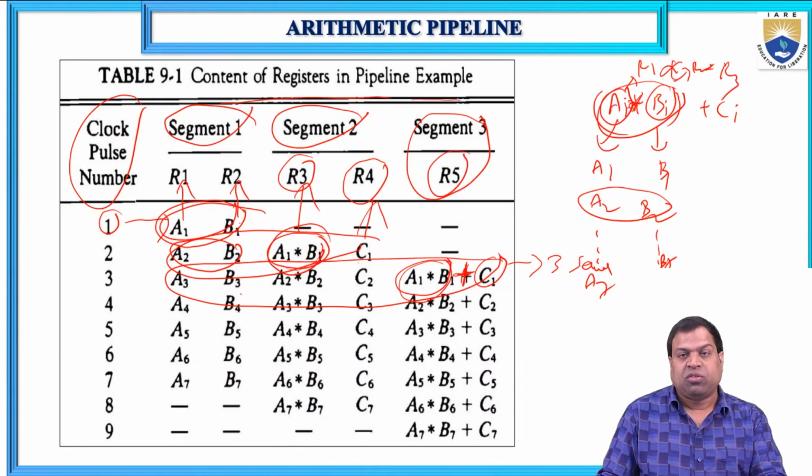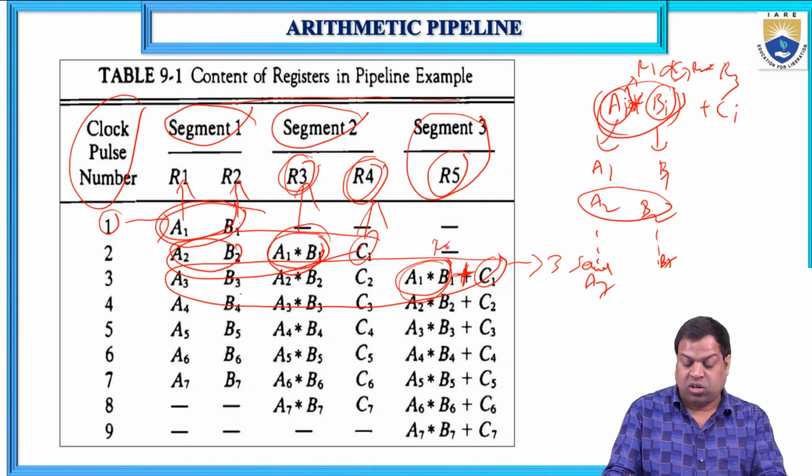How many registers? 5 registers. How many sub-operations do we need? 3 sub-operations. That is segment 1, segment 2, segment 3. R1 into R2 is stored in R3, and in segment 3, R1 into R2 plus R5. Why? Because R1 into R2 equal to R3, and R4 is called C. So in segment 3, R3 plus R4 equal to R5.